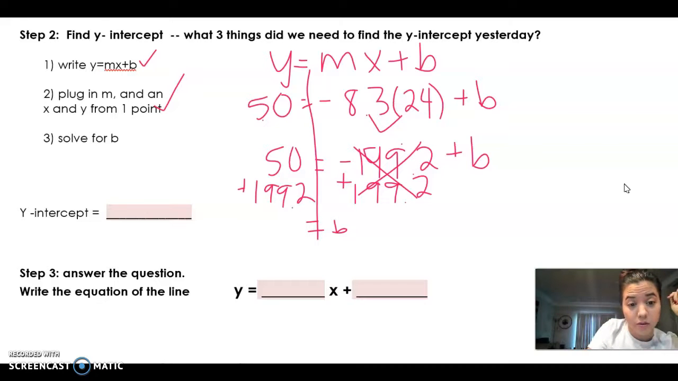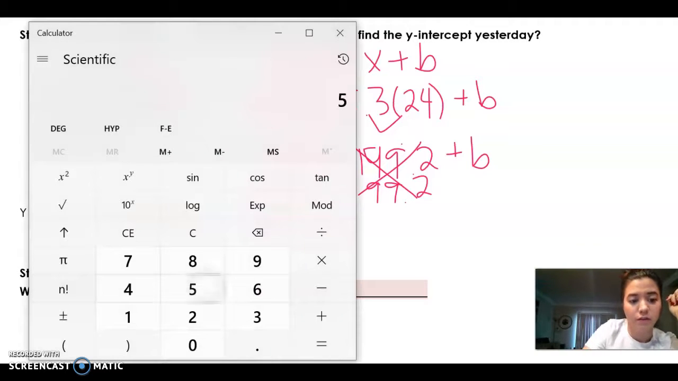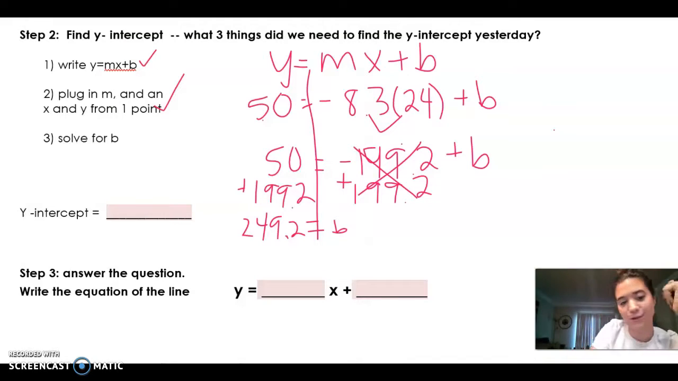oh, math, 249.2, I think. 50 plus 199.2, 249.2. Yes. Okay, so there's our y-intercept.